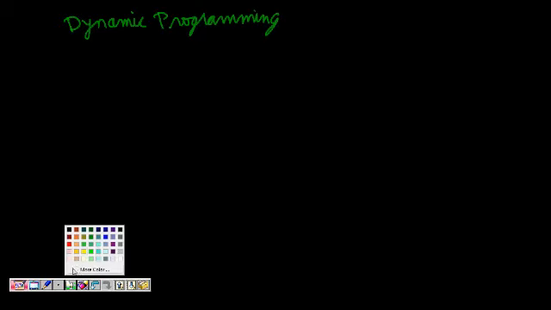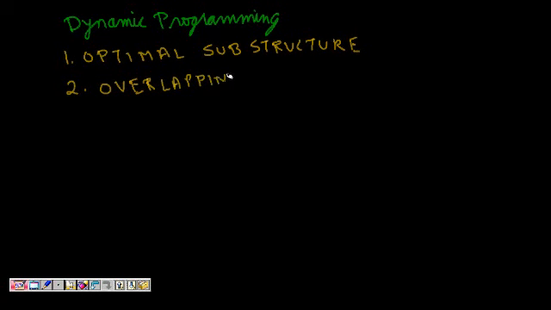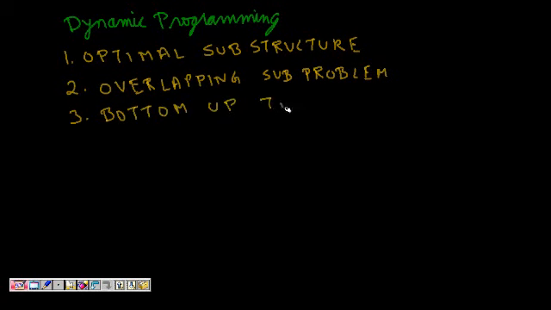So two things are very important for dynamic programming. One is optimal substructure. Optimal substructure means the main problem can be solved using the optimal subproblems, and another is overlapping subproblems, which means I'm solving the same problem again and again. So what happens? We can make a bottom up table and solve this problem. Okay, so let's try to see the solution.